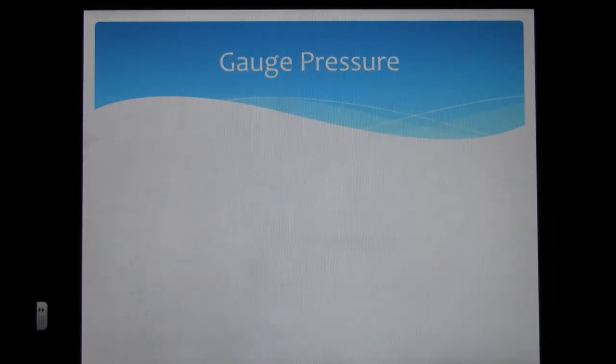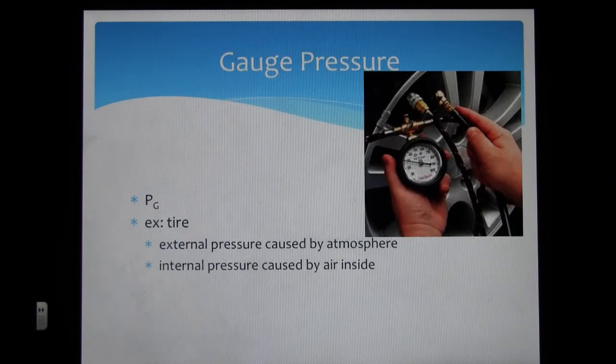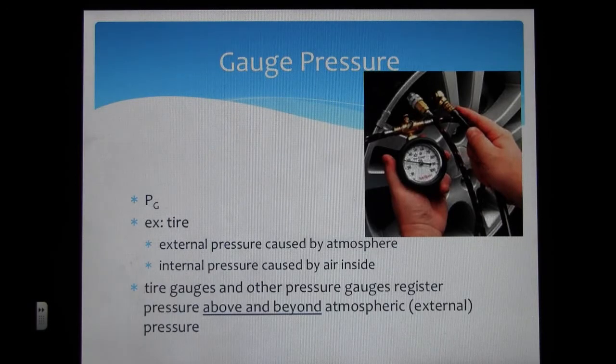Gauge pressure is another useful measure when studying fluids. Gauge pressure, for example, is the pressure that is measured in a tire. Consider a tire filled with air. There's an external pressure on the tire caused by the air outside, the atmosphere, and there's an internal pressure caused by the air inside the tire. A tire gauge would read the pressure above and beyond atmospheric pressure, which means it only reads the internal pressure, the pressure caused by the fluid inside, pressing back on the gauge.